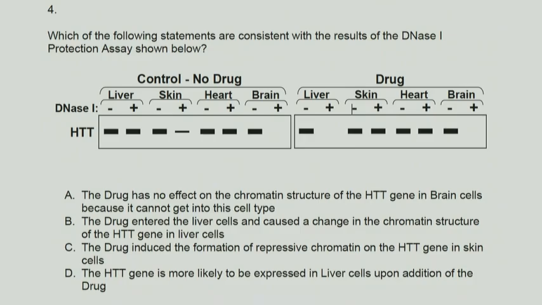Okay. Which of the following statements are consistent with the results of the same assay, right? So now we're looking at the drug conditions. The drug has no effect on chromatin structure of the Harringtonian gene in brain cells because it cannot get into this cell type. Is that consistent with these results? Is there an effect on brain chromatin structure? No, so it's consistent with these results. You don't have anything to show the explanation is correct, but this explanation is consistent with the results.